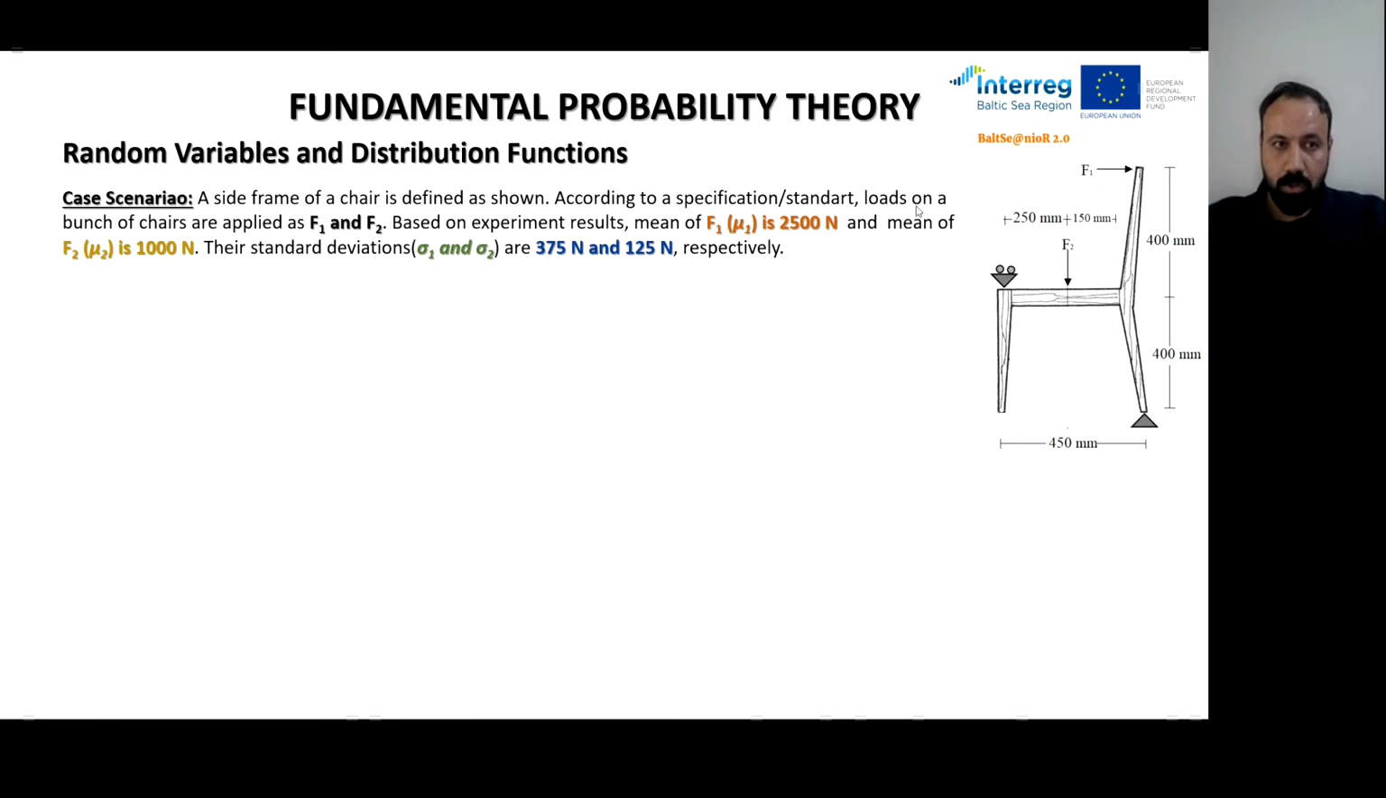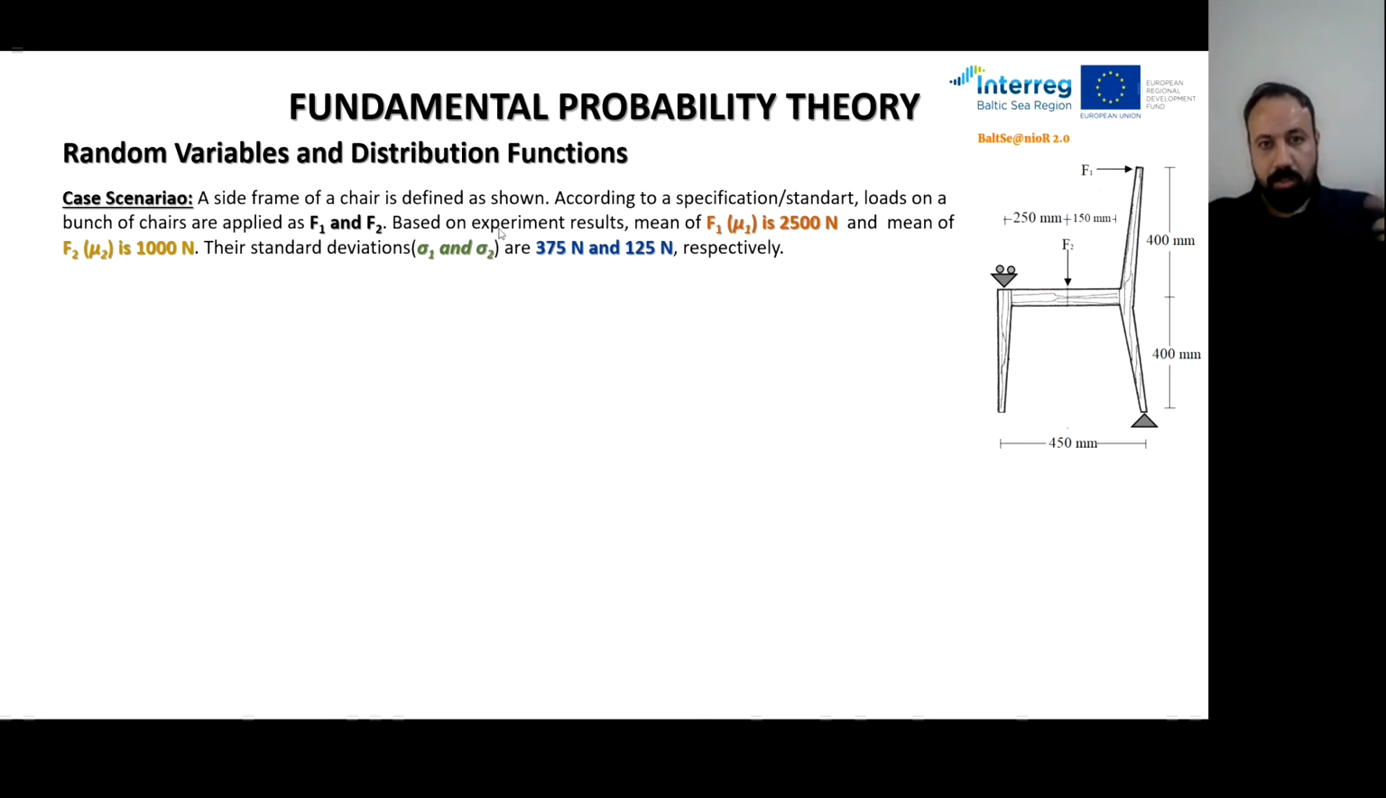According to a specification or standard, we set this experiment configuration: loads on a bunch of chairs. We apply loads F1 and F2 during testing, and then we get the result. Then the second chair, third chair, fourth chair, or 13th chair, 100 chairs, however many we need, we can use as samples. So we get the collected data: what is the load at the tip of the rear leg, and what is the load at the middle of the side rail at failure, for example.